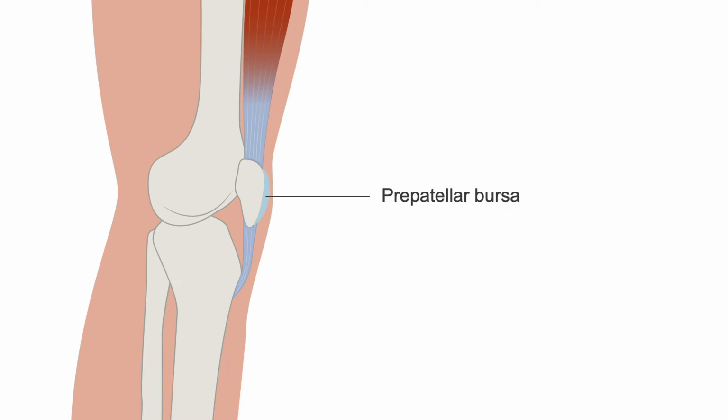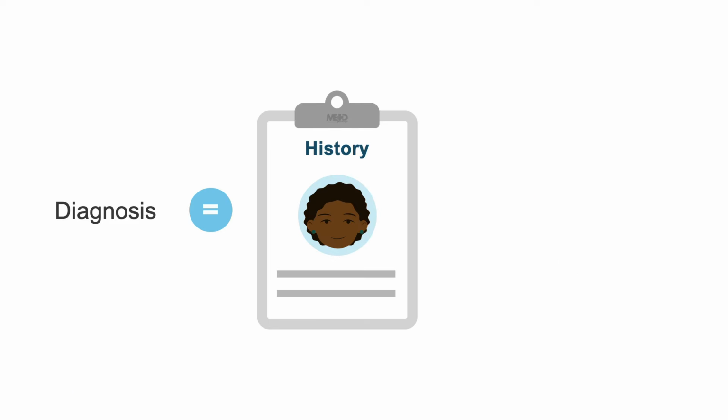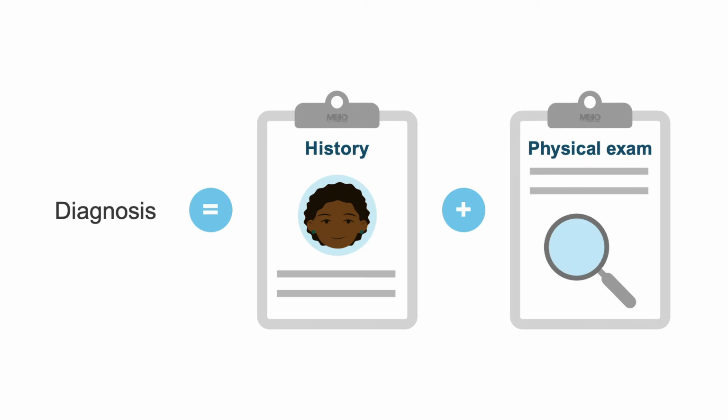The prepatellar bursa is also a superficial bursa located over the patella or kneecap. Repetitive trauma from kneeling is a common cause of bursitis here. You can easily diagnose any bursitis by history and physical exam alone.